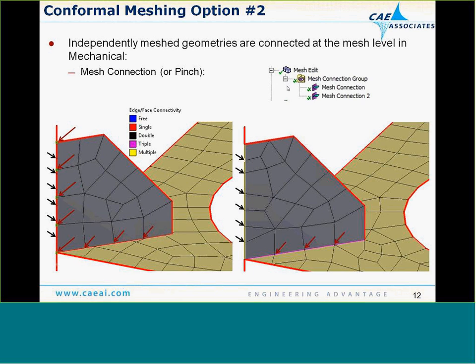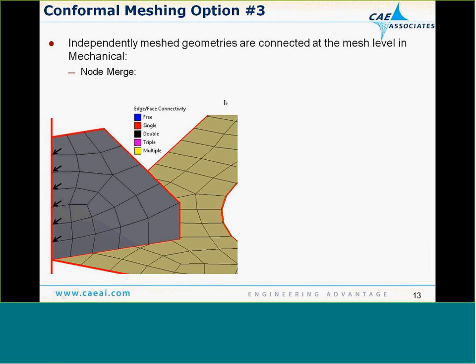But if you use a mesh connection, and this can be done in an automated way too, where these get all generated, then it will connect the mesh. So now we have coincident nodes between the beams and the shell here. So then that all lines up, and it lines up on the surfaces as well. So that's what a mesh connection is.